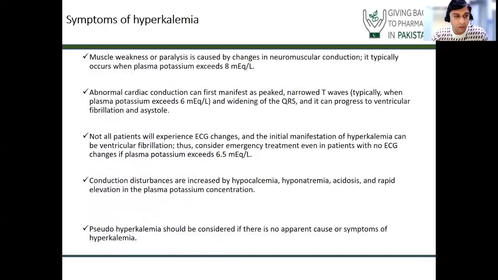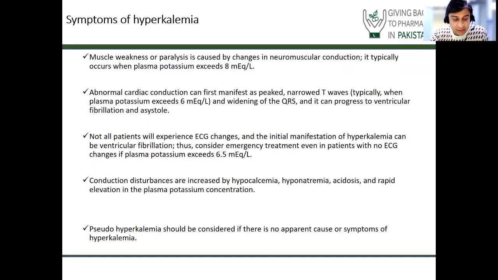So what are the symptoms of hyperkalemia? Similarly, muscle weakness or paralysis, because of the changes in neuromuscular conduction. When the potassium level goes above 8 milliequivalent per liter, it can cause cardiac conduction abnormalities. It can cause ECG changes, widening of the QRS, and due to widening of the QRS, it can lead to ventricular fibrillation, asystole, and cardiac arrest. So this is a medical emergency.